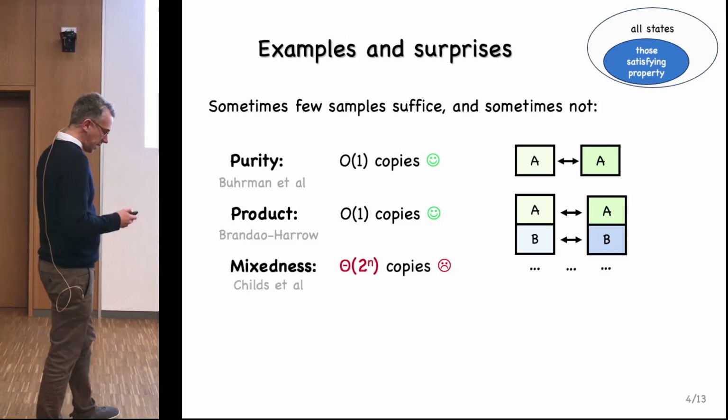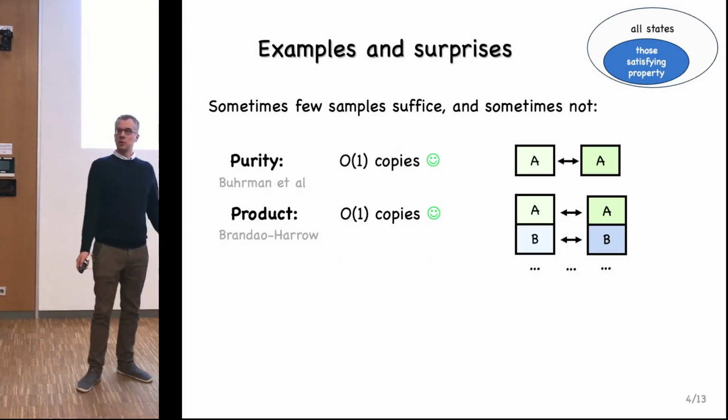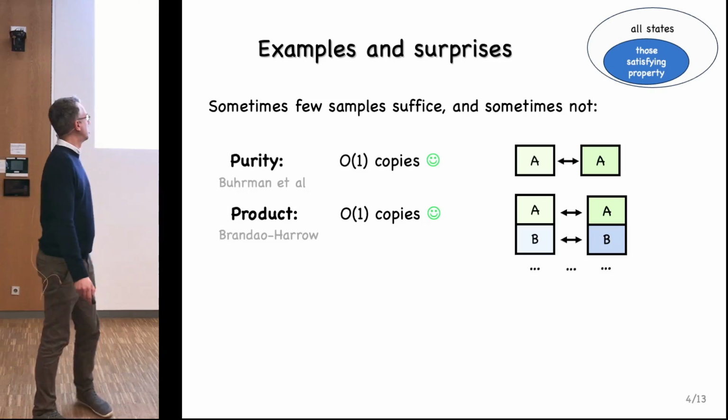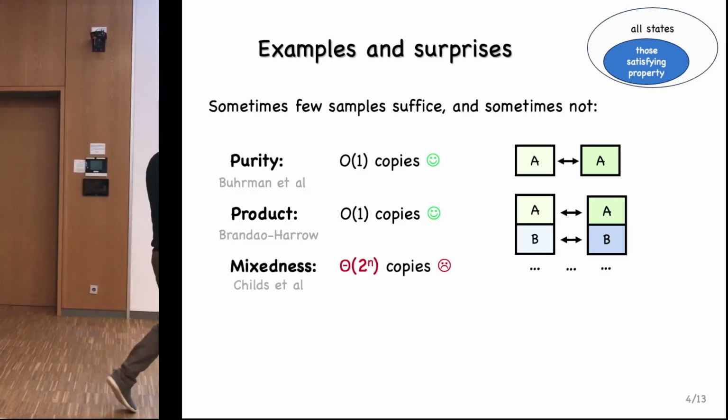Okay, and again, the power of the test somehow does not depend on the dimensionality. I mean, the number of copies you need does not depend on dimensionality. It does not depend on the number of subsystems. So it's a cool test. But there are also bad examples.